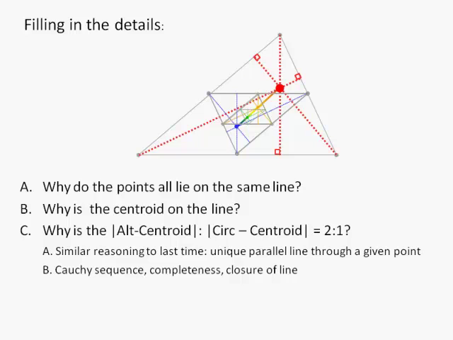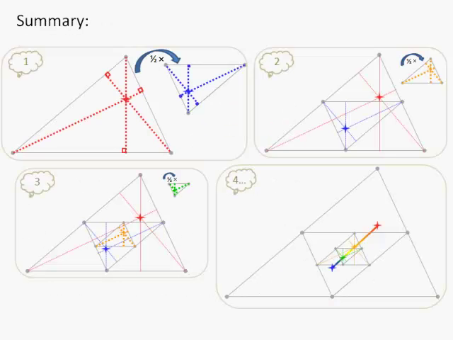We have parallel segments passing through similar points, through identical points. We have a Cauchy sequence, and we have length. I already mentioned the length proof. So to close, there's a summary of the Euler segment proof in a nutshell.